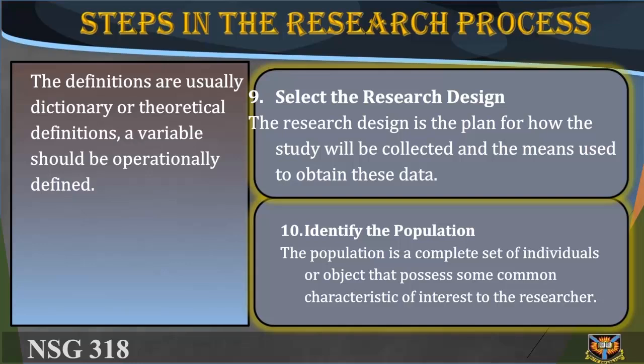The accessible population is that group that is actually available for study by the researcher. The term population does not always mean people. A nurse researcher might study a population of charts or a population of blood pressure readings.